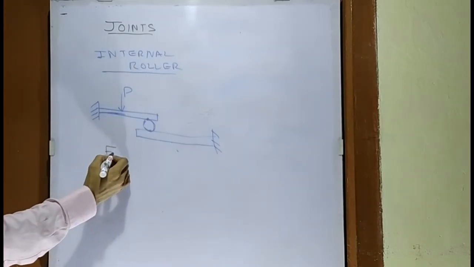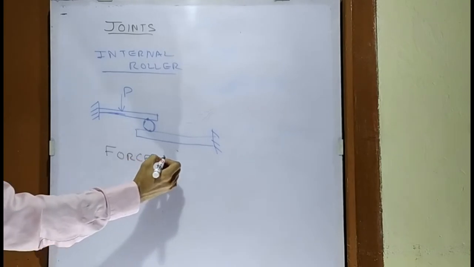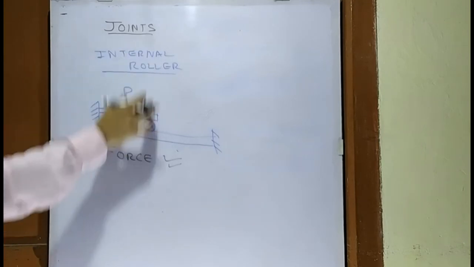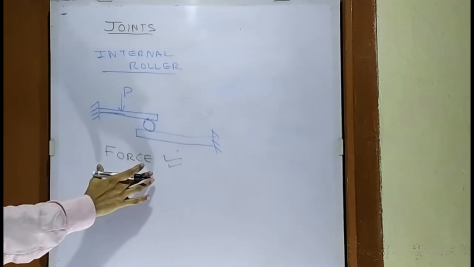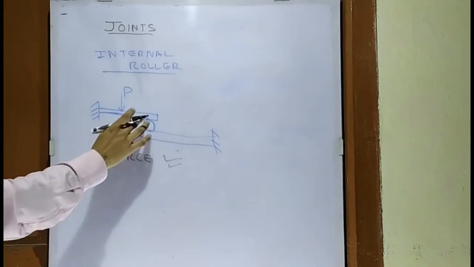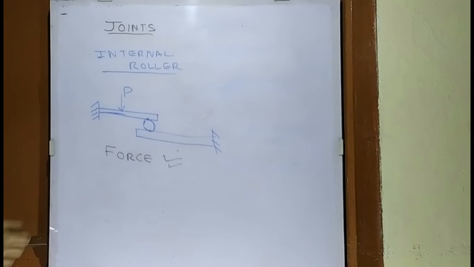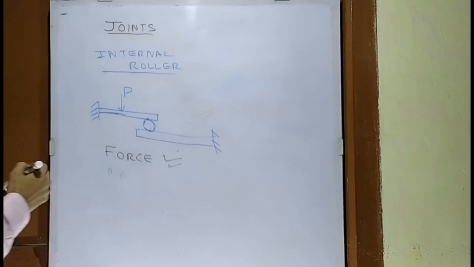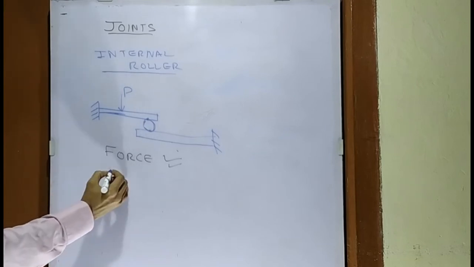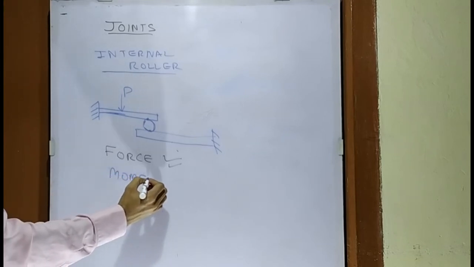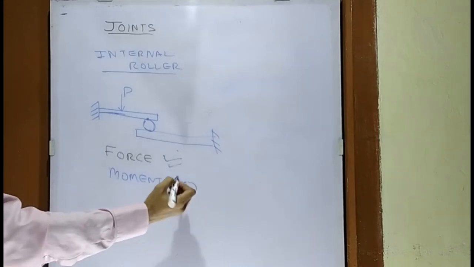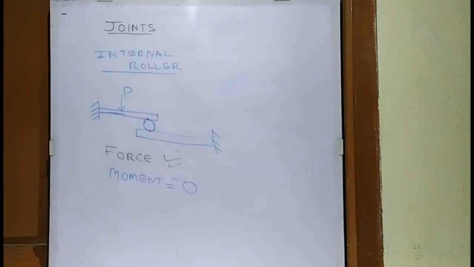Okay, so at an internal roller we will only have vertical force. Whichever the case, if the beams are vertical, then this will be horizontal force. So this will only transfer force. This force may be shear force, but it will not transfer moment. So at an internal roller we will not get any moment, we will only get force. Moment at an internal roller will be 0. We will only get force.